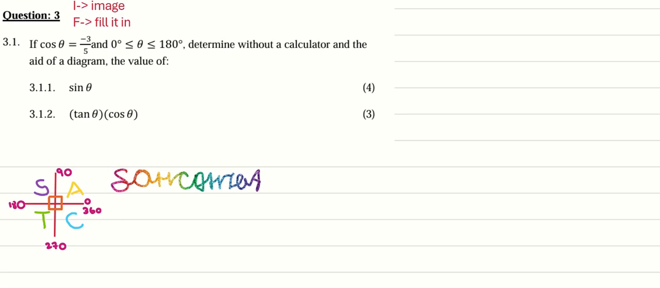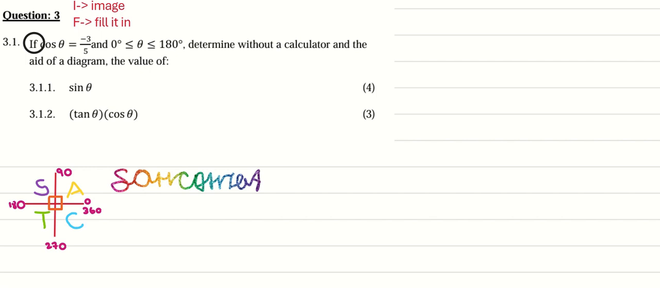Okay, so here's a question on trigonometry where the figure is not given, and the question starts off by saying "if this, if that," and that is your key as to what you need to do here. So the I is the image. You need to figure out what the image looks like, where the image must be drawn, and then your second part, the F, is filling that image in.